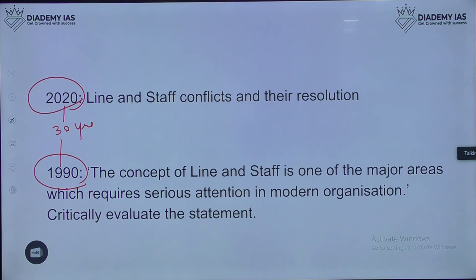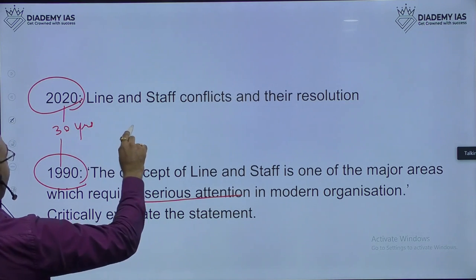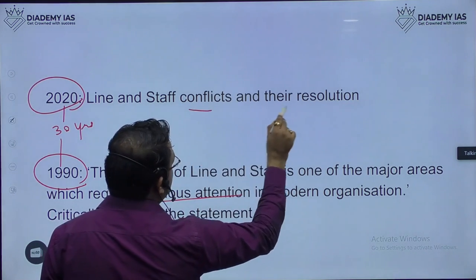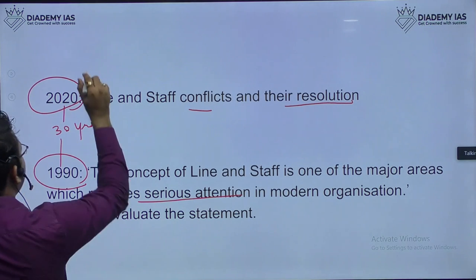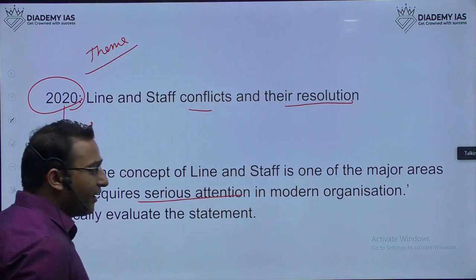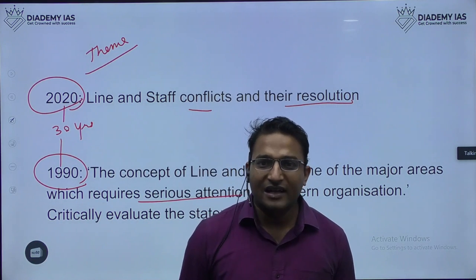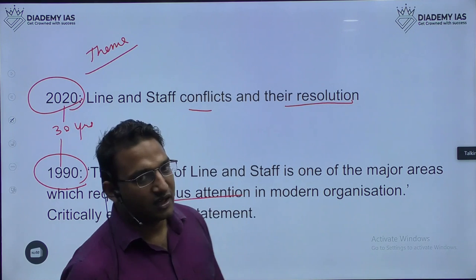In 1990, they asked a question: the concept of line and staff is one of the major areas which requires serious attention in the modern organization, critically evaluate. And in 2020, they asked the question, line and staff conflicts and their resolution. So the theme they are repeating, that is what I'm saying, the questions will repeat and repeat after 35 years, after 1 year, after 35 years, okay?